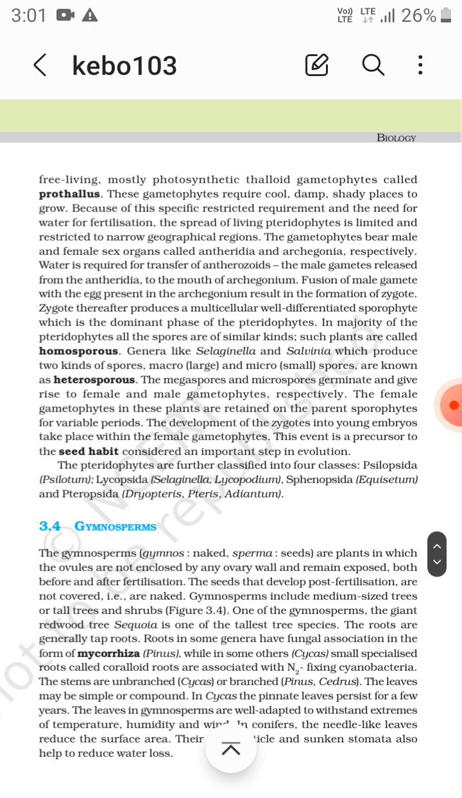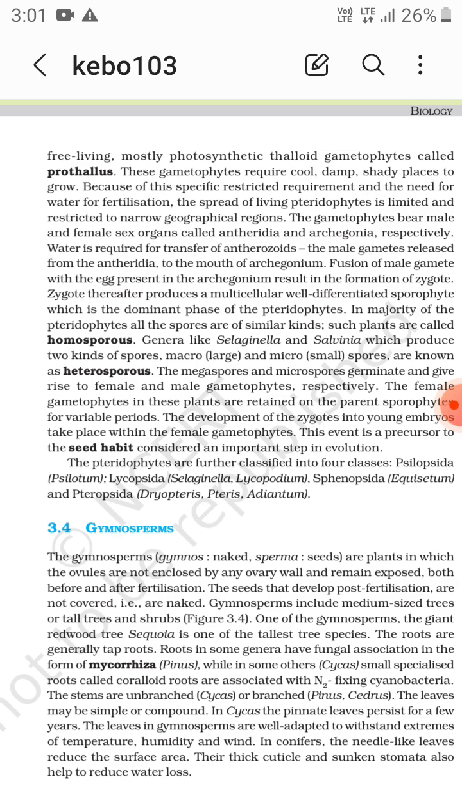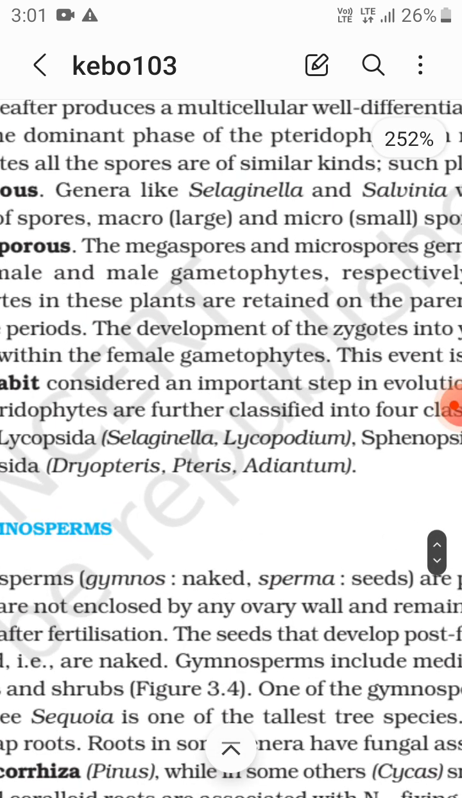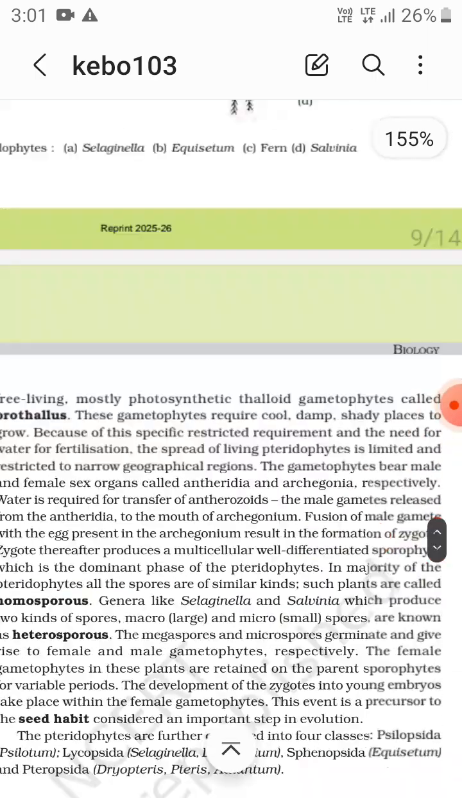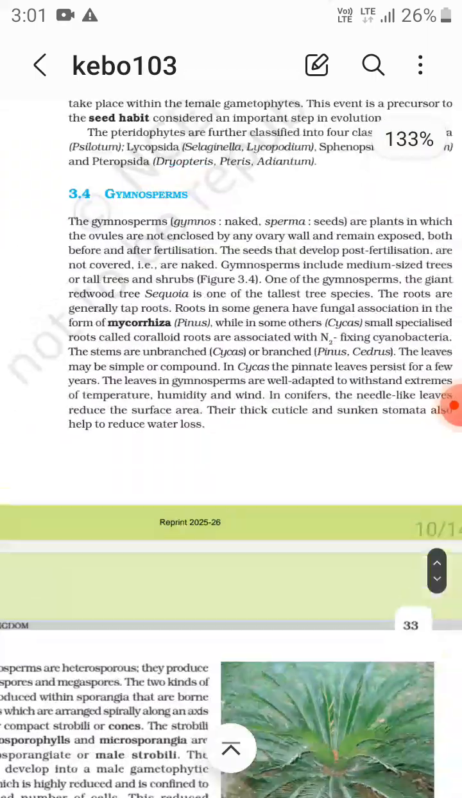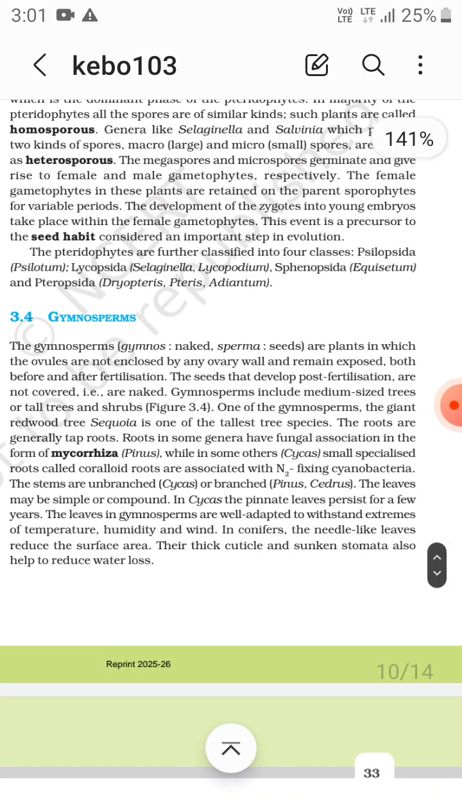Now the pteridophytes are further classified into four classes. First one is the Psilopsida, that is Psilotum; Lycopsida, that is Selaginella and Lycopodium; Sphenopsida, Equisetum; and Pteropsida, Dryopteris, Pteris, and Adiantum. Don't get confused between Lycopsida, Selaginella, and Sphenopsida, Equisetum.